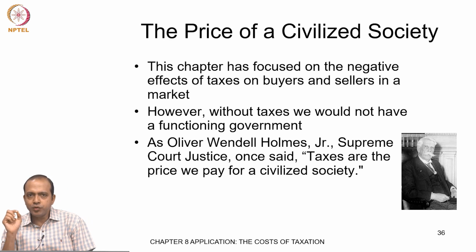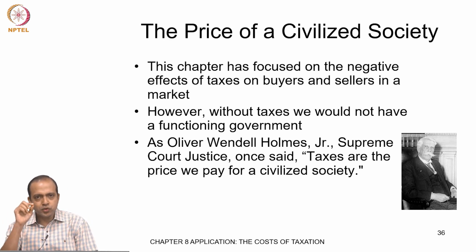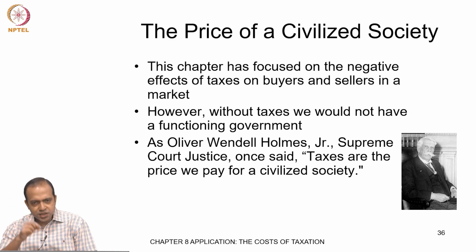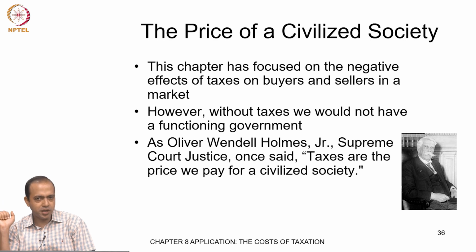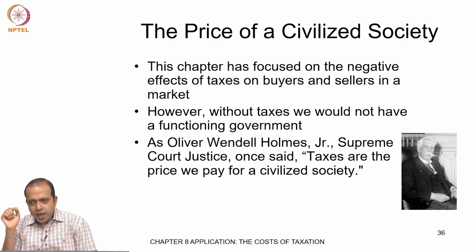How have we defined social welfare? We have defined social welfare as the summation of consumer surplus and producer surplus. So, when no tax is imposed, there is no government intervention, the price paid by the buyer and the price received by the seller is exactly the same amount, and that is called the market clearing price. And at that market clearing price, total surplus is maximum, social welfare is maximum.